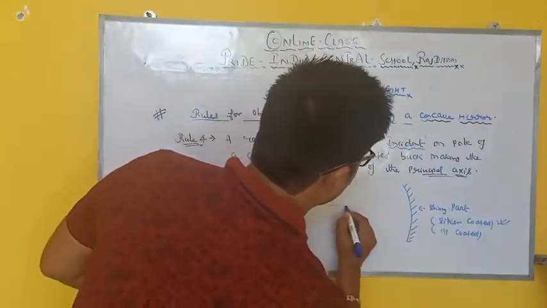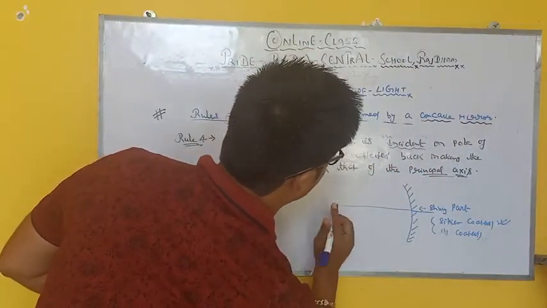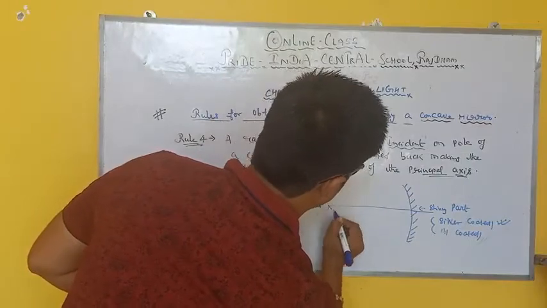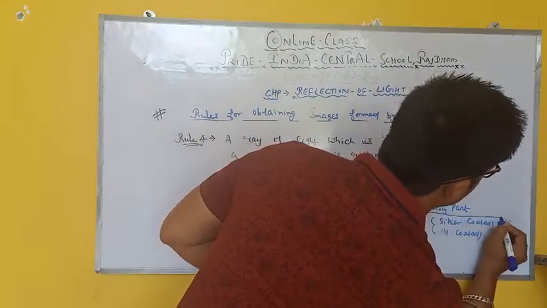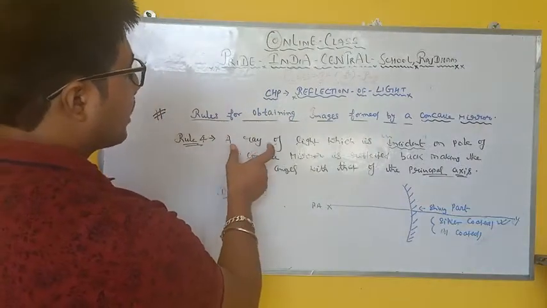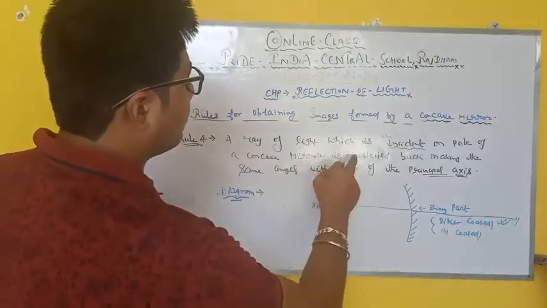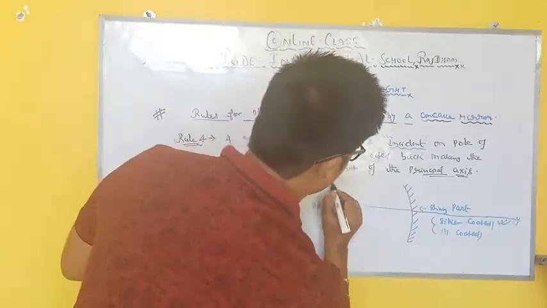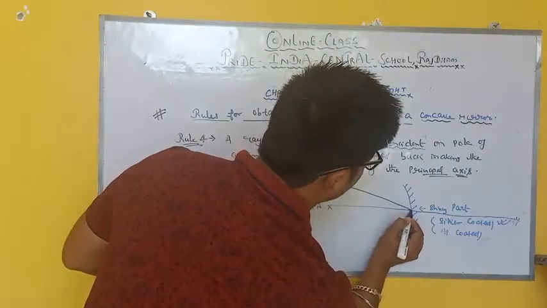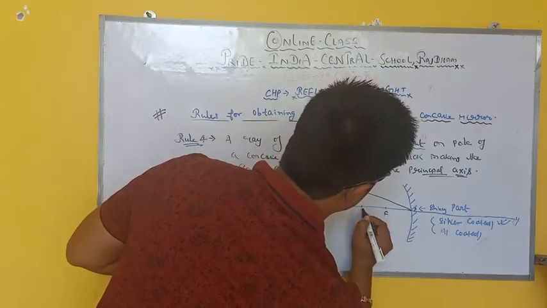So this is the principal axis. Suppose this is the principal axis X, and this goes up to here, Y. Now what does it say? A ray of light which is incident on the pole of a concave mirror. Suppose a ray of light is coming. It is incident on the pole. I didn't mark the pole, focus and center of curvature.